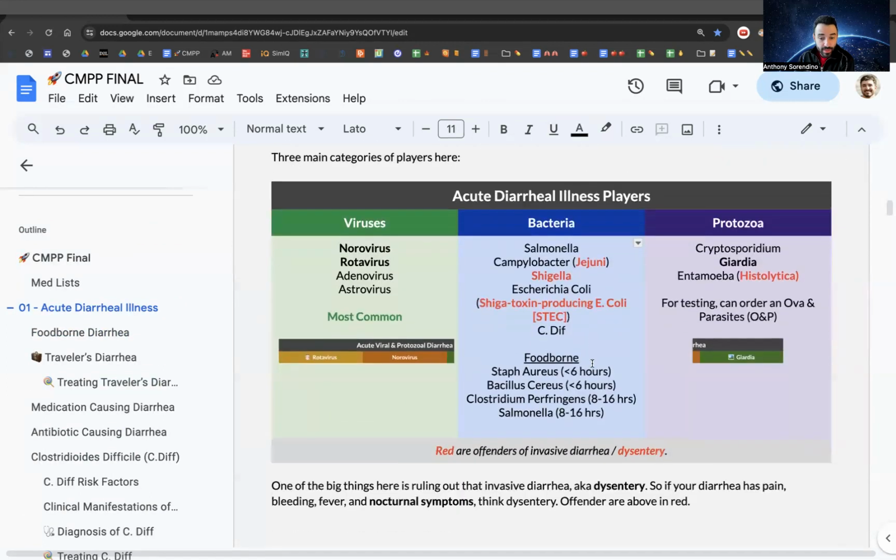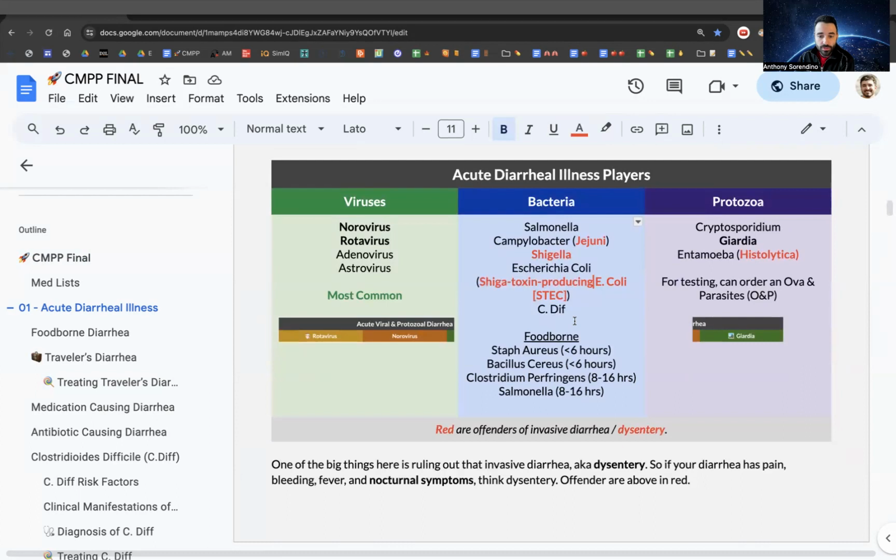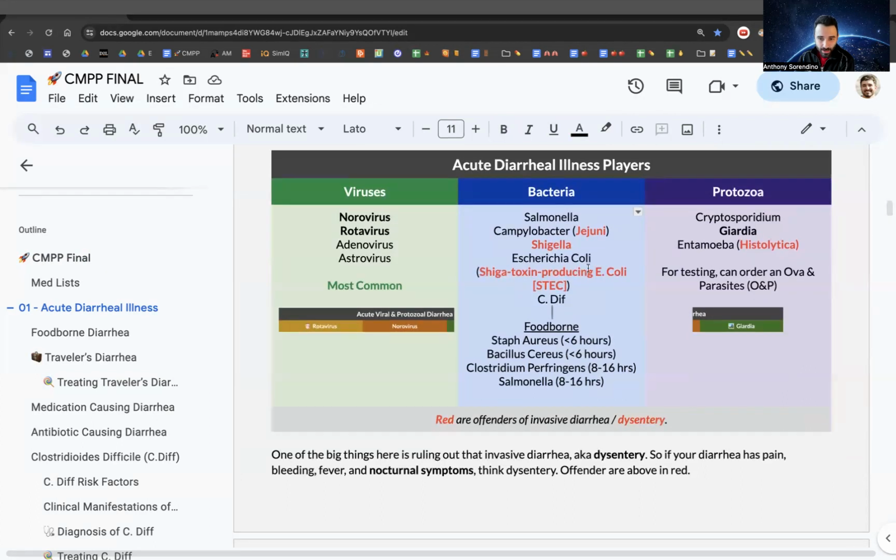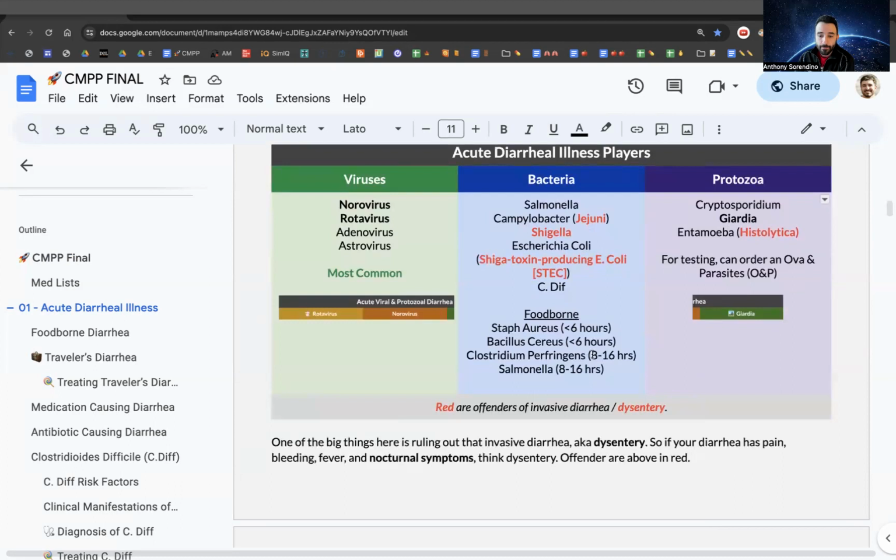But in terms of this list here, the ones that can actually cause dysentery are Campylobacter jejuni, Shigella, Shiga toxin-producing E. coli, which is STEC, S-T-E-C. Then over here on the protozoal side, Entamoeba histolytica. So that'd be a great question. What's the big acute diarrheal illness causer, specifically for dysentery? And if it's a protozoa that they're looking for, it's going to be Entamoeba histolytica. So could be a question there.